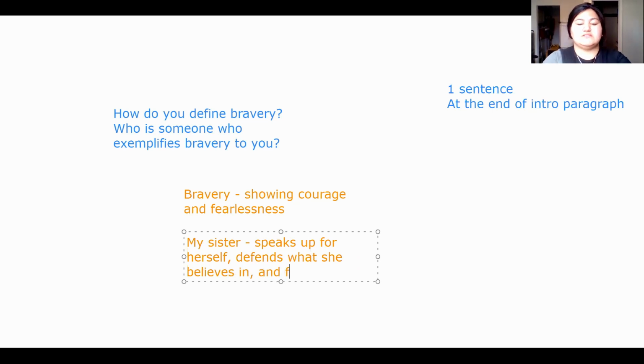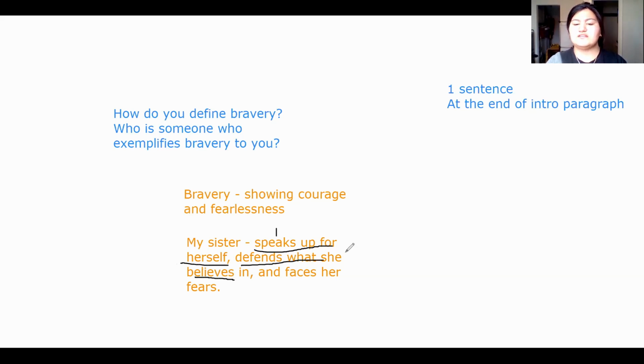And faces her fears. Do you notice also when I'm writing this, I'm writing things that I can expand on. Again, when you're writing a thesis, always focus on what you can talk more about. So speaks up for herself, that's self-explanatory, but in my first body paragraph, I can write a lot about how she speaks up for herself. That's 1. And then the second one, defends what she believes in. That also makes sense, but I can expand on it too.